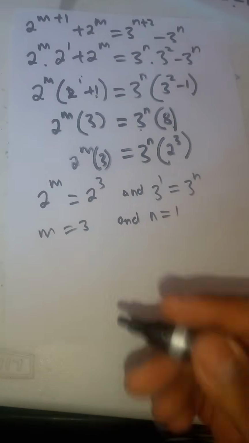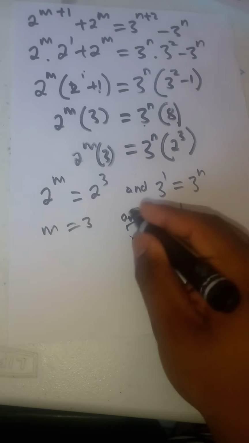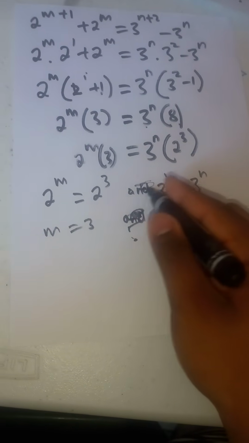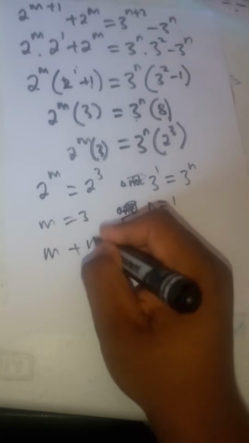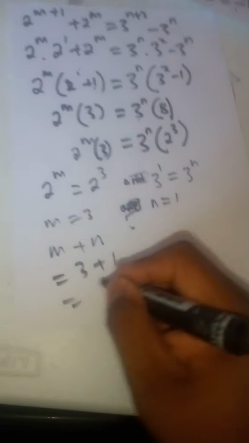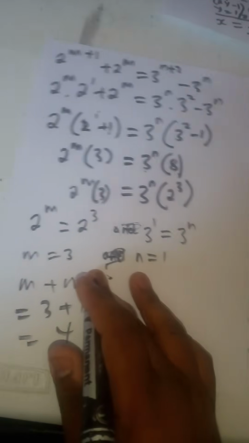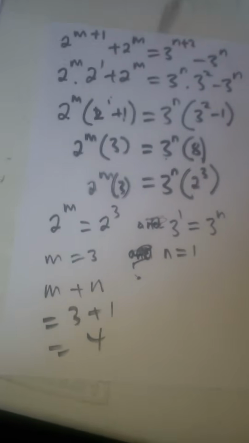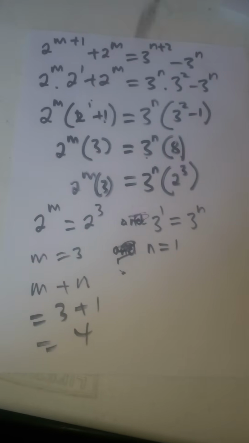So since they wanted m plus n, this one I'll confirm. So now this one would be what? m plus n, which is the same as what? 3 plus 1, which is equal to 4. You see? So now on this one, guys, there was nothing much. You simply had to apply what? The laws of exponents. It was very easy. The tricky part was this one, but we'll do more questions on those ones.